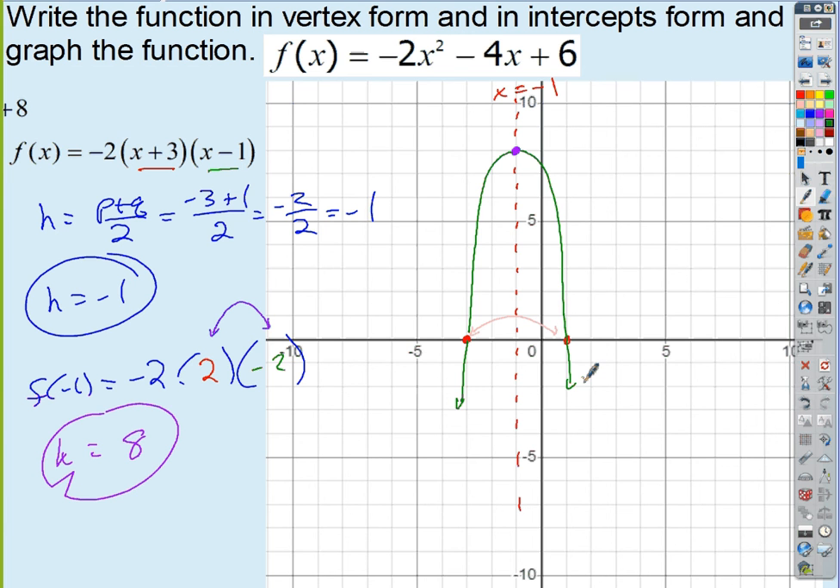If it's in intercepts form or factored form, I already know what P and Q are just by seeing what's subtracted from X. That gives me the X intercept, so I already have 2 points for free. Then I average those values to get H, plug it in to find K, and we got the vertex. And we got our 3 points and we're done. We got a graph. Okay?